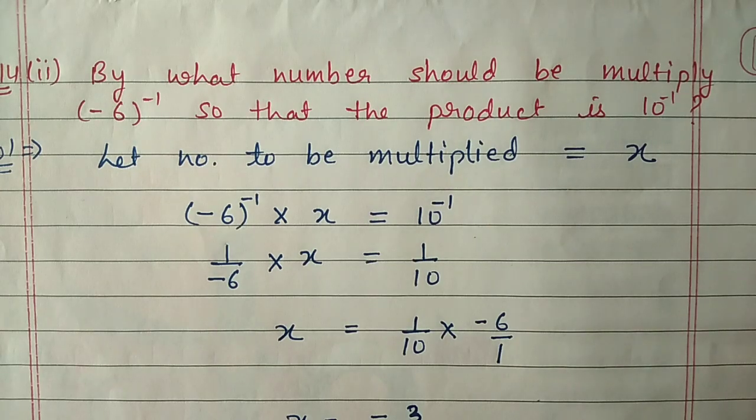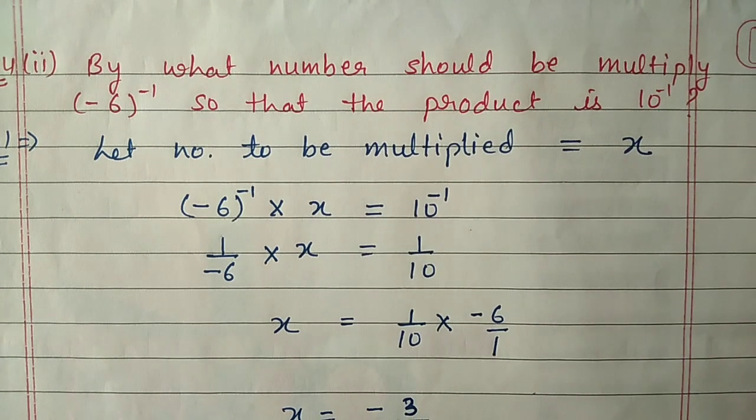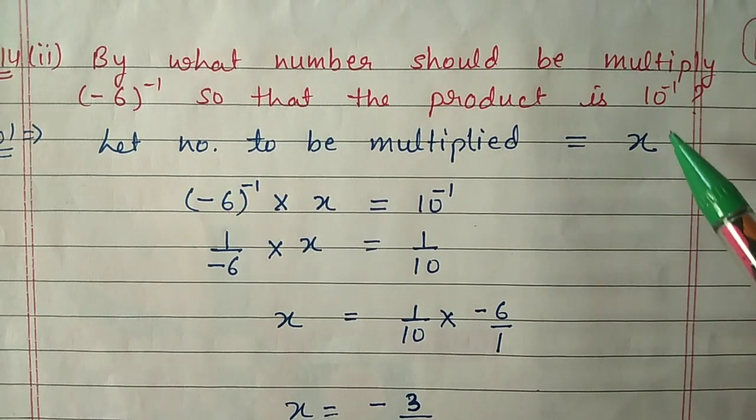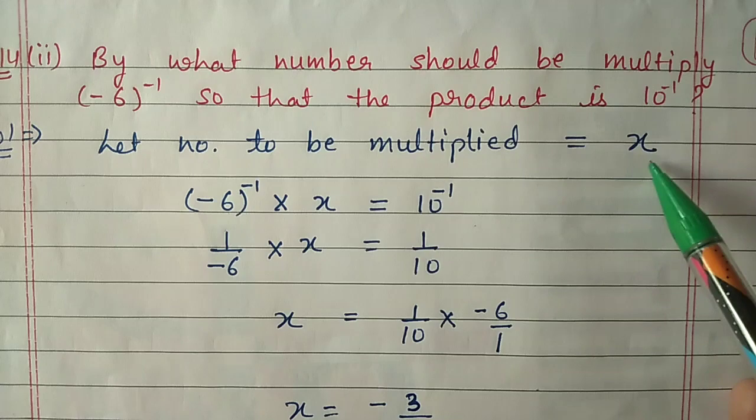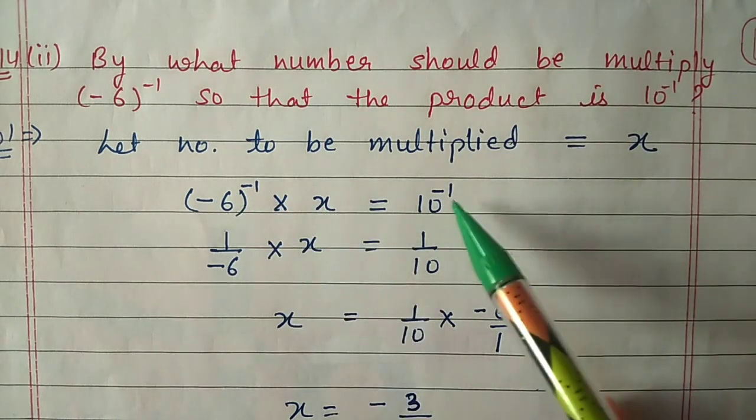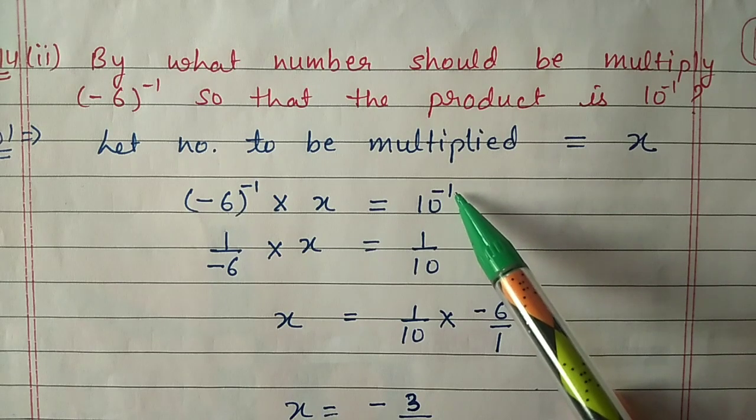Question number 14, second part. By what number should we multiply minus 6 whole to the power minus 1 so that the product is 10 to the power minus 1? So here also we have to do the same thing. We have to multiply some number with minus 6 to the power minus 1 to get the answer 10 to the power minus 1. So let the number to be multiplied be x. So we are multiplying this number with x and the answer is coming 10 to the power minus 1.